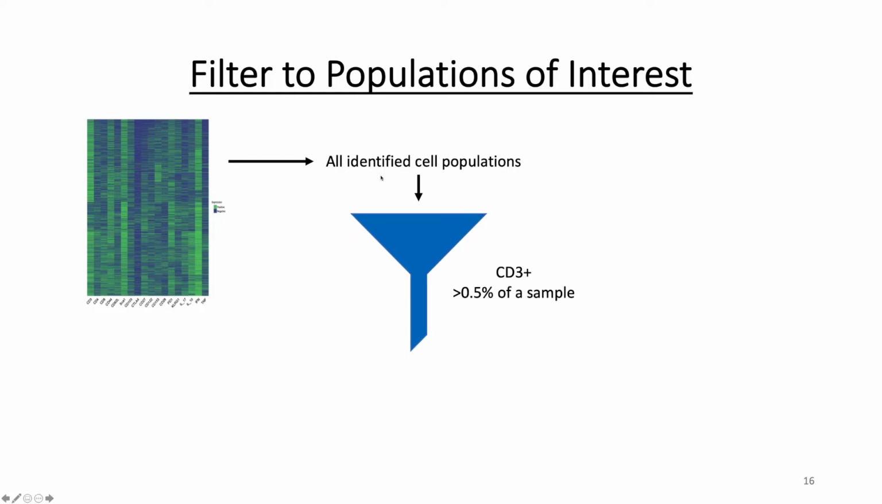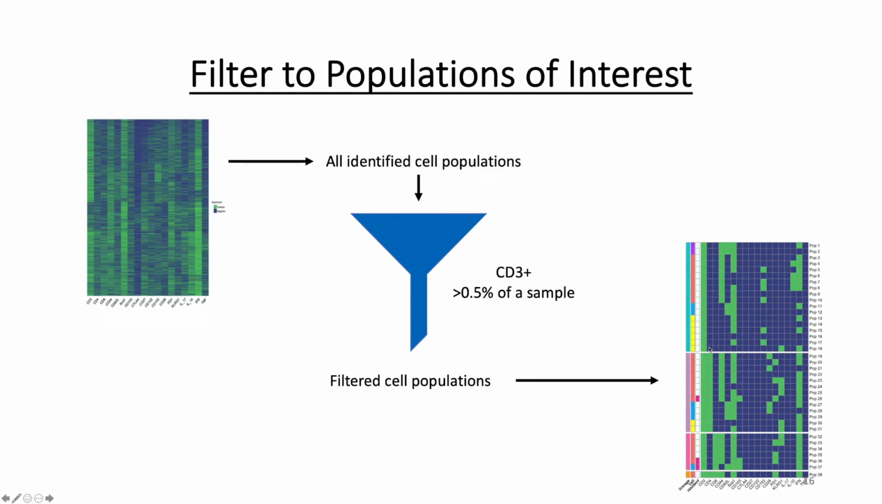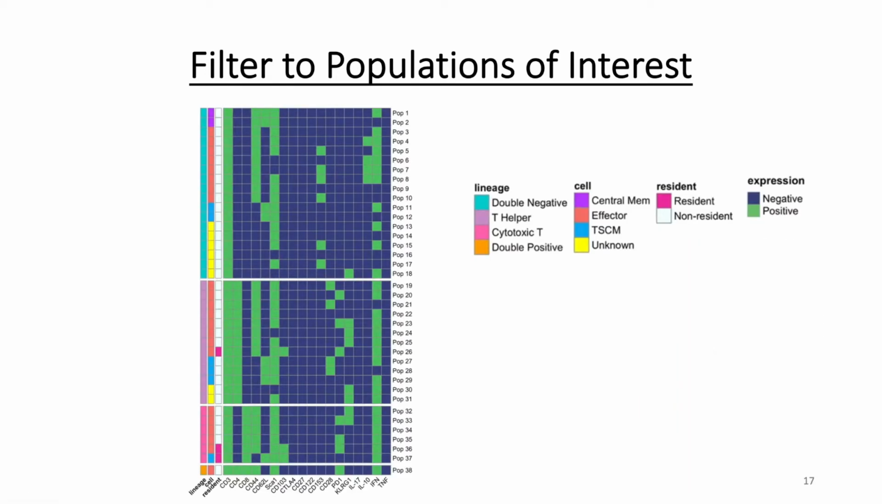So we could change this filter here and say we only want to look at cells that are less than 1% of a sample. But using this filter here, it resulted in 38 different cell populations, and that's a much more manageable number to look at. And so here, this is one of the plots that we can see with the 38 different cell populations. I am going to zoom in on one population in a minute to show some of the different results of the pipeline.